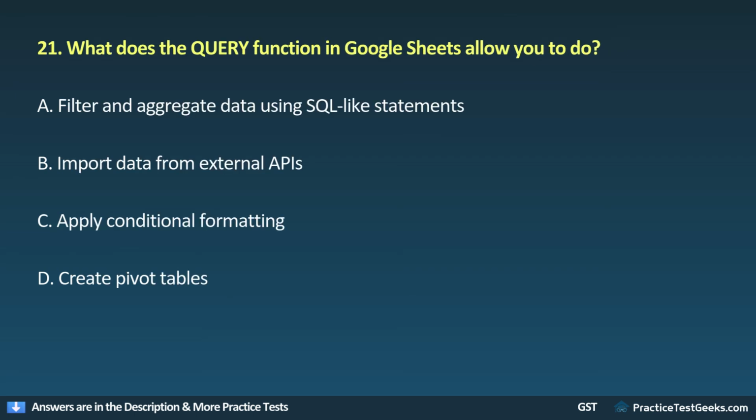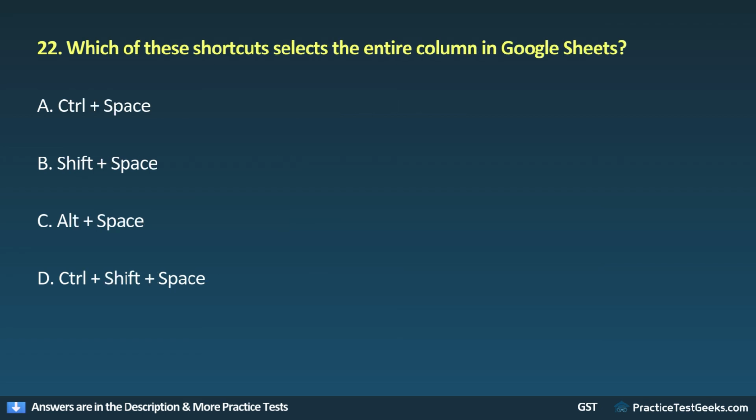21. What does the QUERY function in Google Sheets allow you to do? A. Filter and aggregate data using SQL-like statements. B. Import data from external APIs. C. Apply conditional formatting. D. Create pivot tables. 22. Which of these shortcuts selects the entire column in Google Sheets? A. Control, space. B. Shift plus space. C. Alt, space. D. Control, Shift, space.